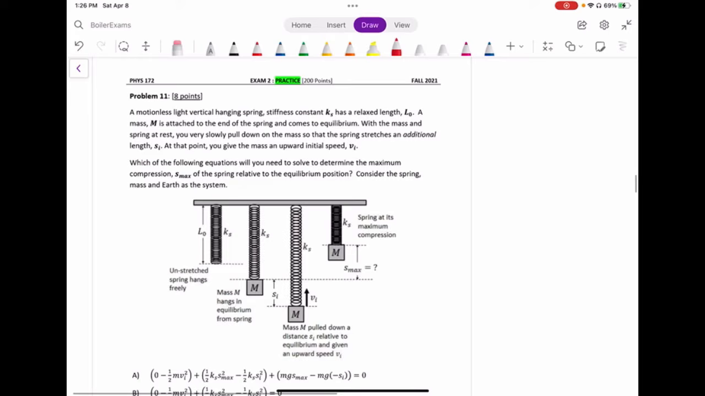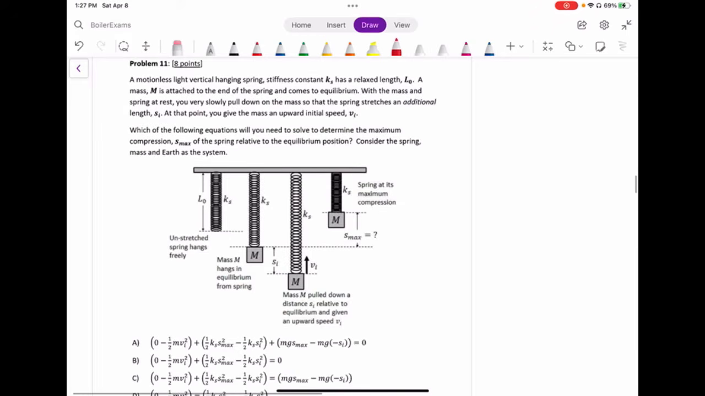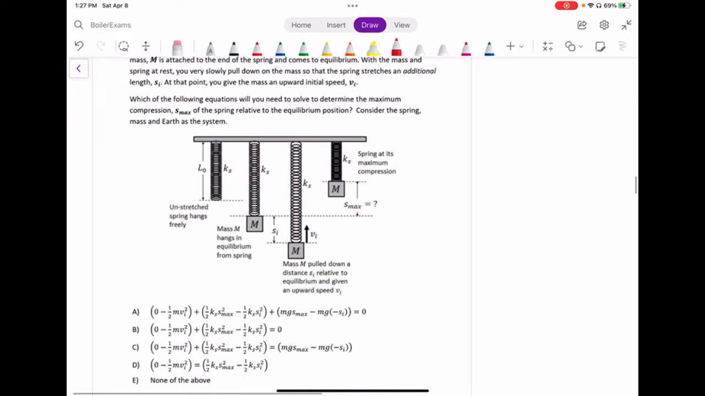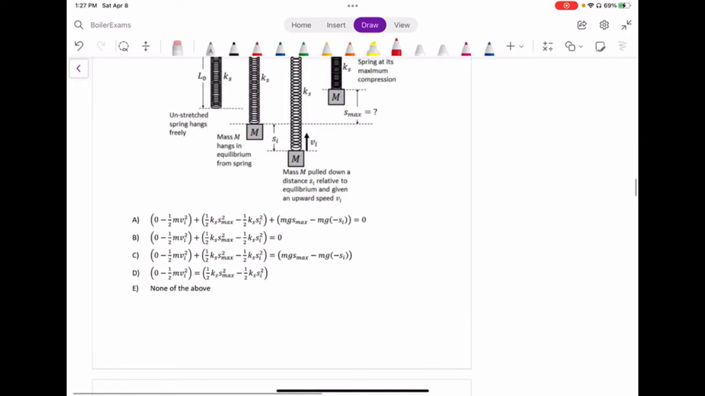All right, problem 11. A motionless light vertical spring is hanging with a mass. You pull it down and release it with some velocity. Which equations do you need to get the max compression? Okay, this one's going to be tricky, I recall. So let's see here. This is an energy problem.